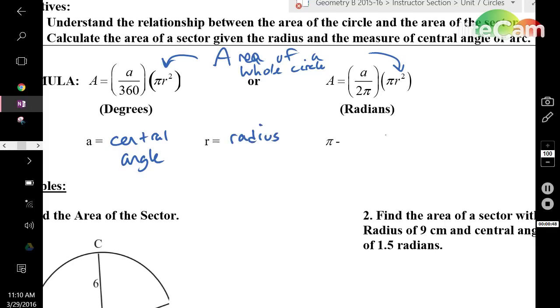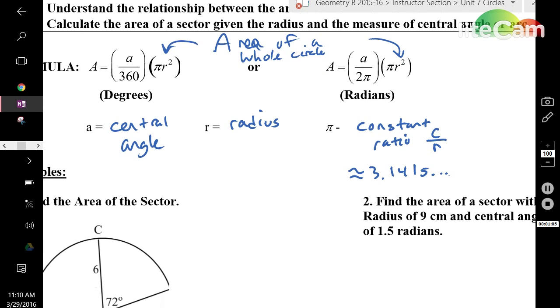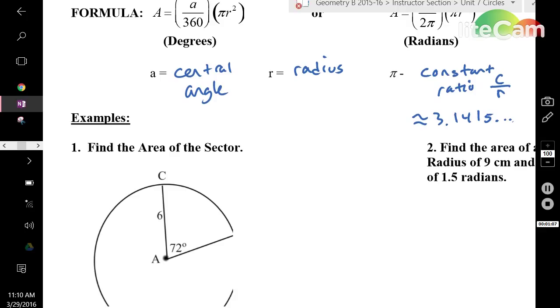And pi is just your constant ratio of your circumference to your diameter, and it's approximately 3.1415... goes on forever. So finding the area of a sector, essentially you're finding the area of a slice of pie out of a whole pie.